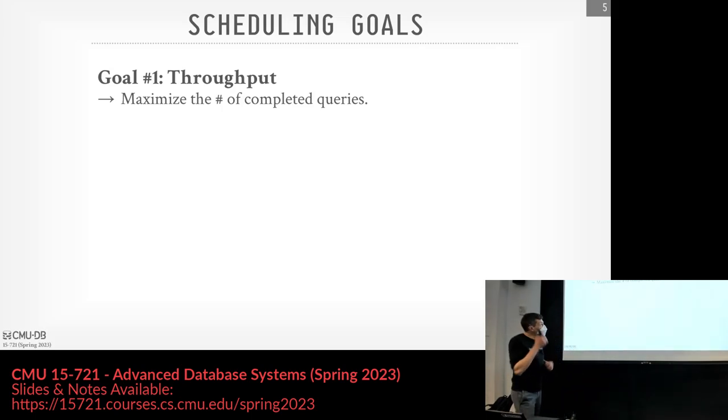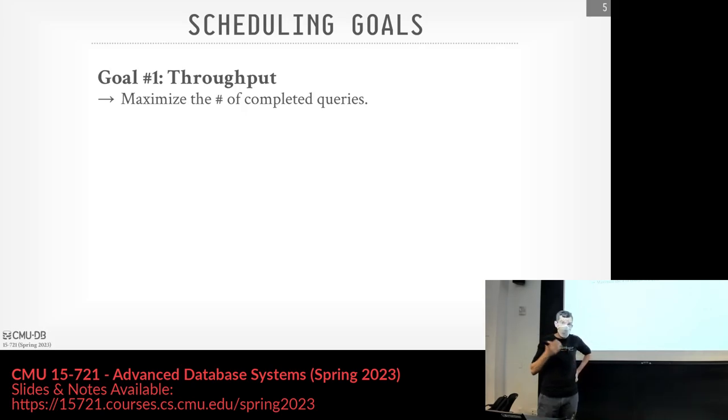All right, so in our scheduling algorithms and scheduling methods, we have four goals. The most obvious one is that we want to maximize throughput. We want to maximize the number of completed queries that we can push through the system in a certain amount of time for our given resources. That's sort of a no-brainer.